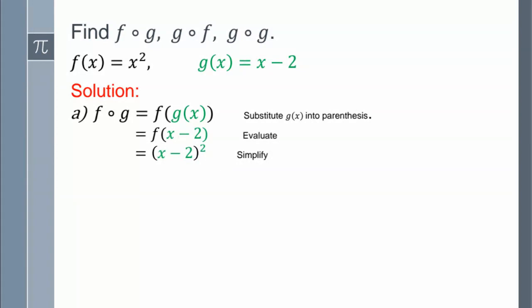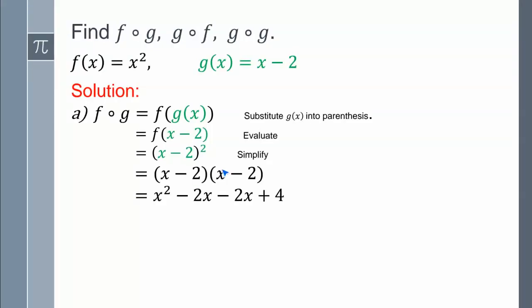We want to simplify further. So x minus 2 squared is the same as x minus 2 times x minus 2. If we multiply this out, we get x squared, x times negative 2, negative 2 times x, and negative 2 times negative 2, which is 4. Combining like terms, negative 2x and negative 2x is negative 4x. So my final answer is x squared minus 4x plus 4.